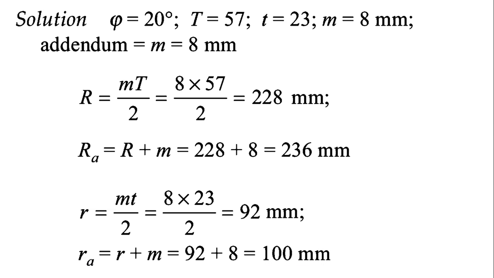Okay, so you get the radius as 228 mm, and the radius of the addendum circle you get 236 mm, and for the small r you get 92 mm, and R_a you get as 100 mm. Okay, so I think you got these answers. Shashank and Vinay? Yes, I got it, sir.